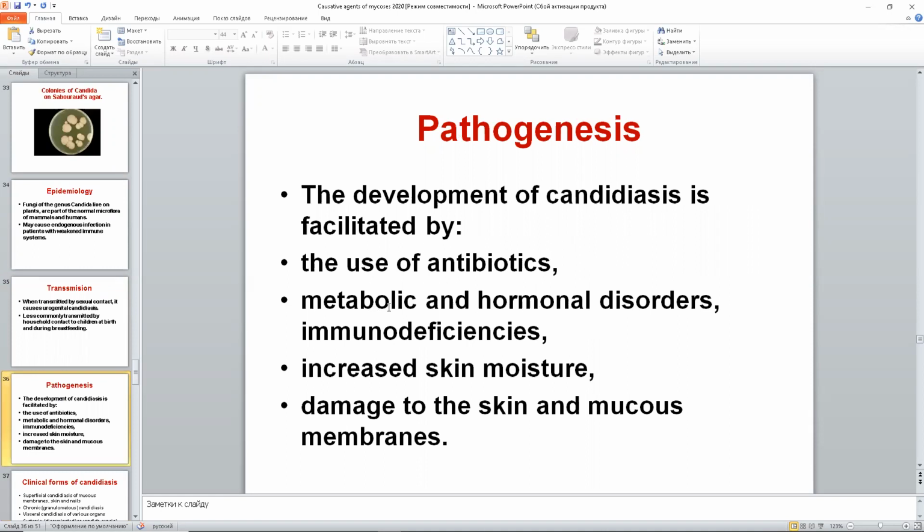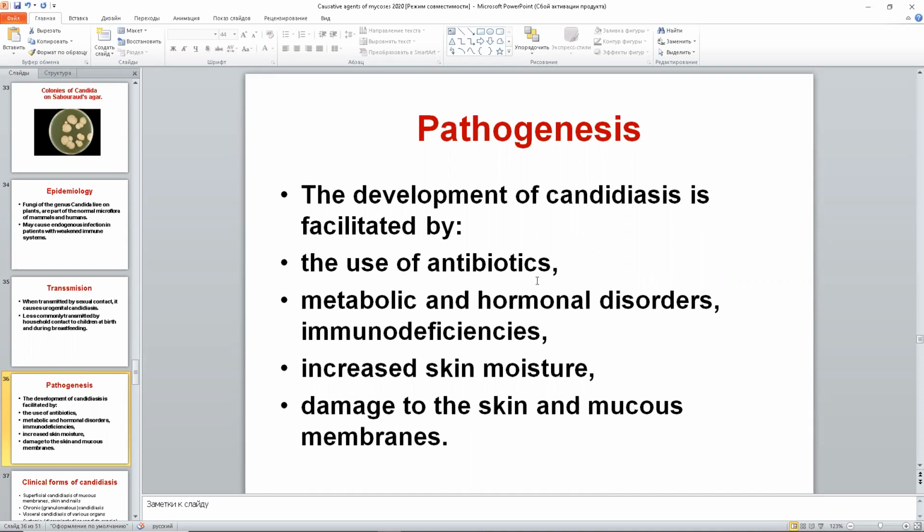Pathogenesis. The development of candidiasis is facilitated by the use of antibiotics for treatment of bacterial infections. Due to treatment with antibiotics, the amount of bacteria will decrease. Before, the multiplication of fungi was suppressed by bacteria, but if the amount of bacteria decreases, Candida are able to multiply. They will multiply.